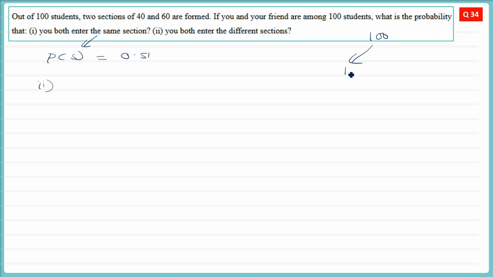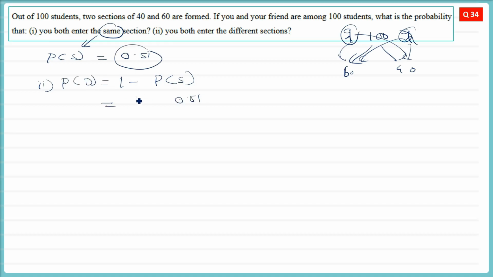So you have 100 students, and you have 60 and 40 as two categories or two sections. Now you are two friends, you and your friend. You have to go to 60 and the other has to go to 40, or vice versa. Now the same section probability, as I indicated earlier, has already been computed. So if you subtract 0.51, or 17 by 33, from 1, then you will get that you both enter the different sections. This probability of different section, I'm indicating with PD. 1 minus 0.51, which is 16 by 33, comes to 0.49.